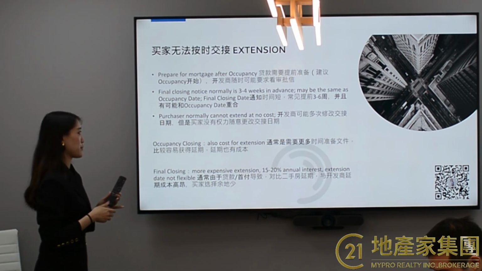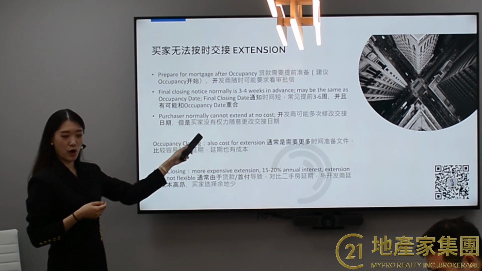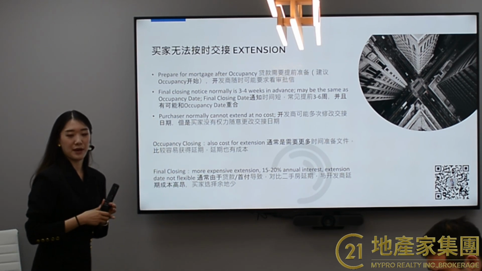So going back to the previous point, get the mortgage ready as soon as your occupancy closing is done. Make sure it's ready to go at the bank.